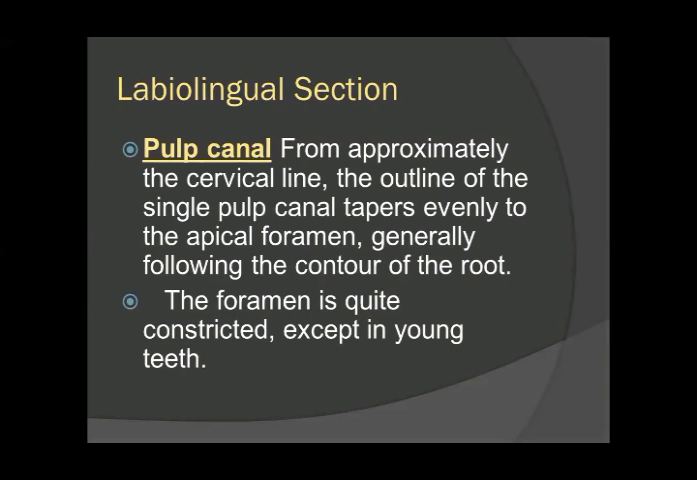Pulp canal forms approximately at the cervical line. The outline of the single pulp canal tapers evenly to the apical foramen, generally following the contours of the root. The foramen is quite constricted except in young teeth.